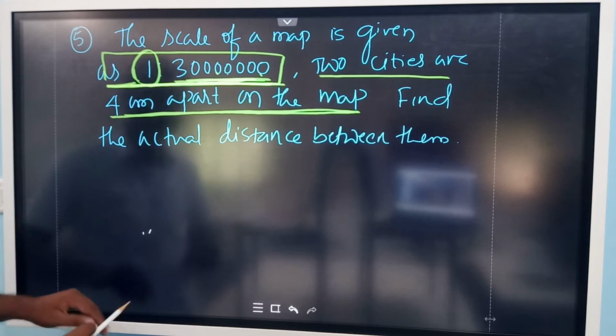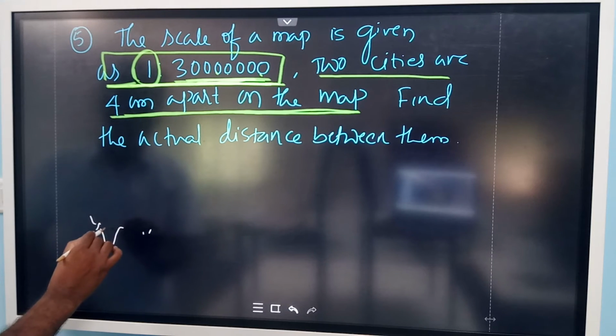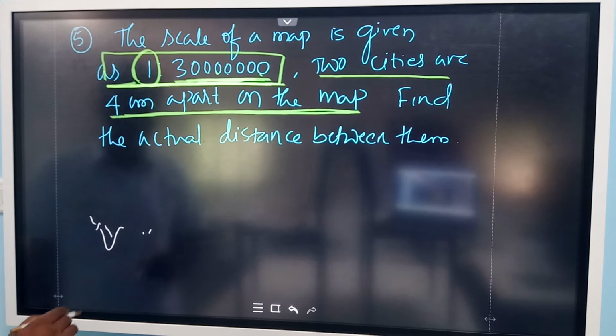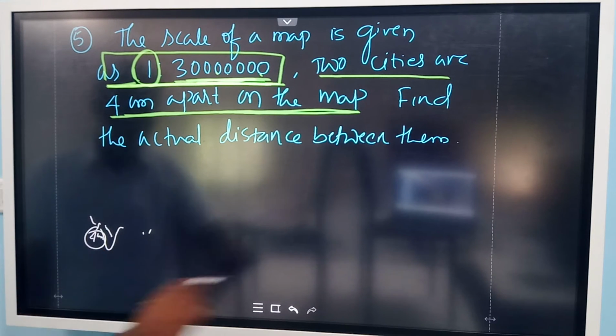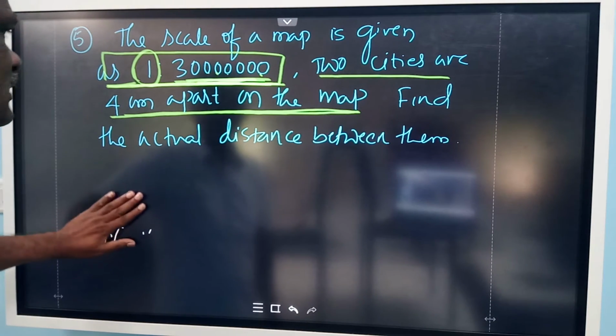There is a map, a point somewhere like this. Some distance here is given, 4 centimeters from here to here. Then this is the distance on the map, 4 centimeters. Then what is the actual or original distance? So that you have to find out, the actual distance.